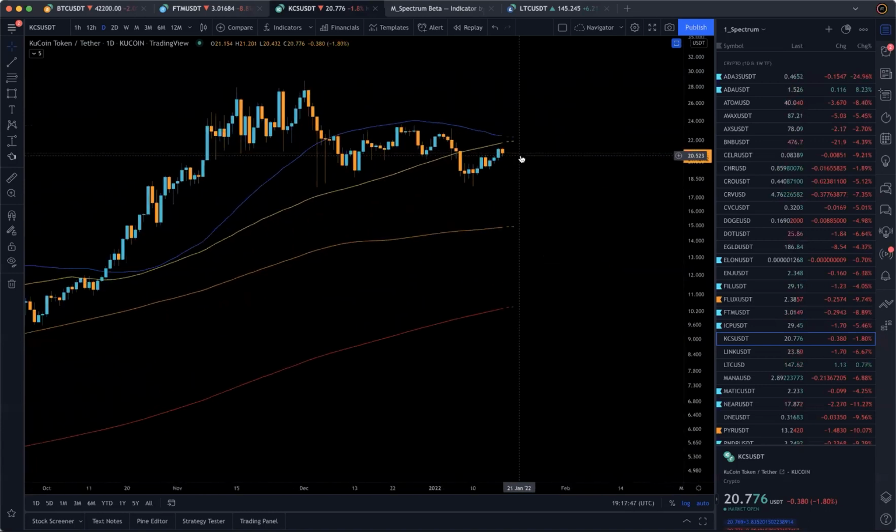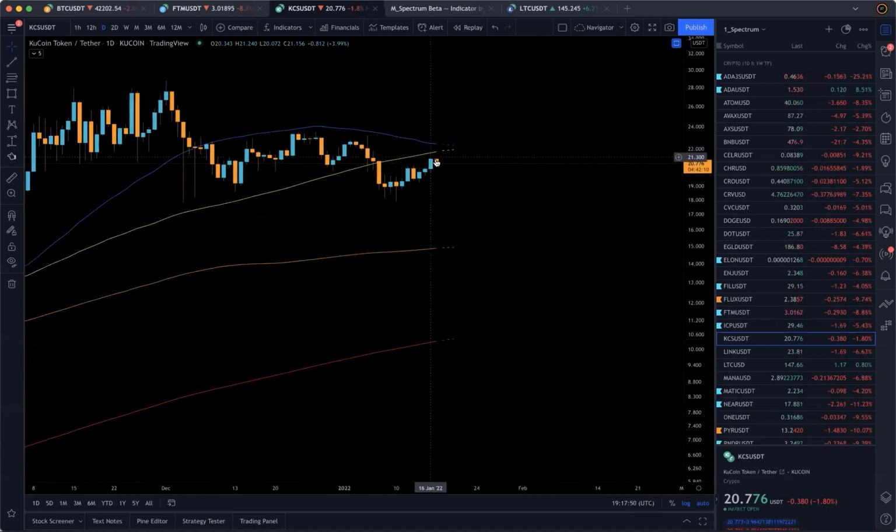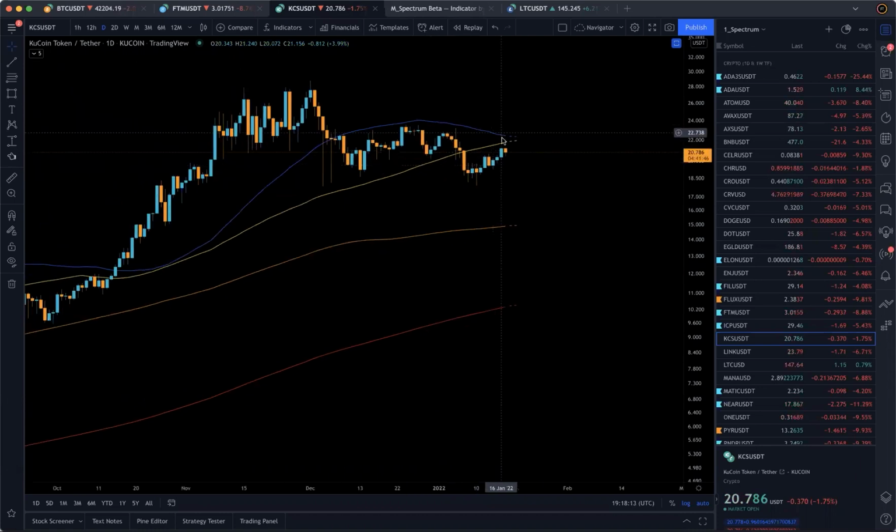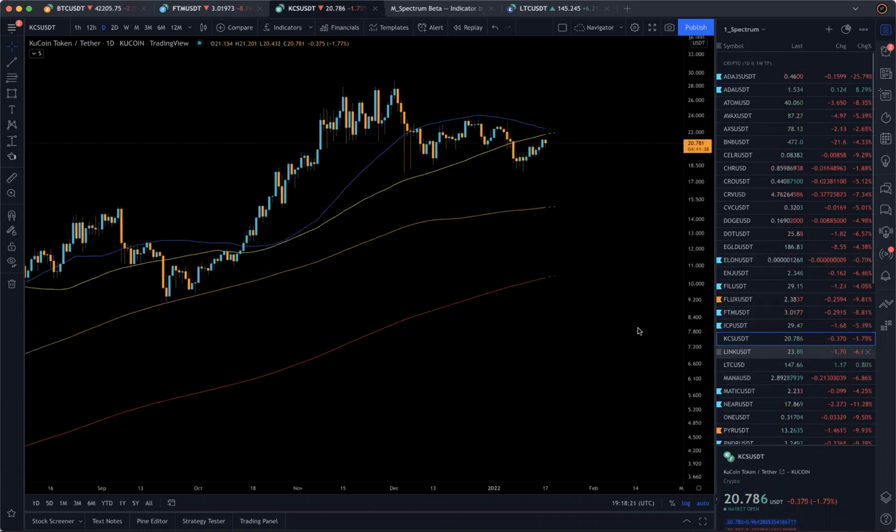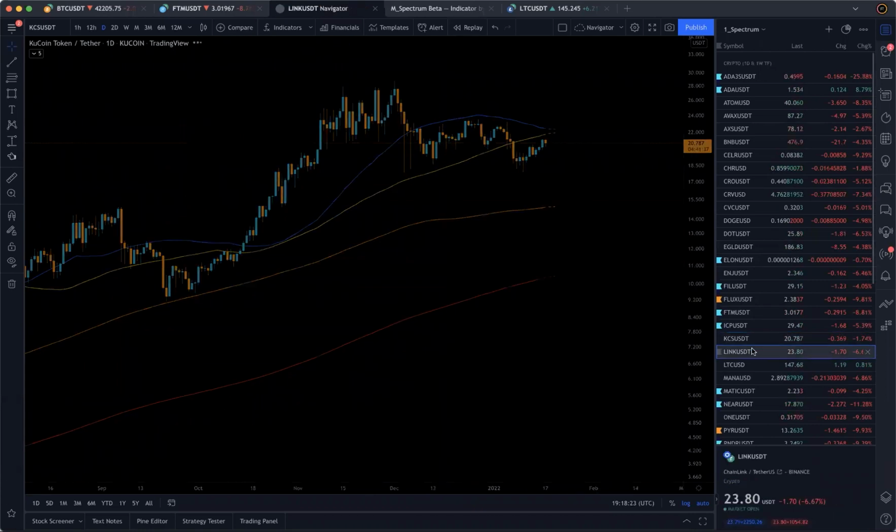Personally, I would not assume that because it's too close, I must get in. I would rather wait for this level, because this is a confluence of two different lines. Then I would take my trade here. It makes sense why I would take it here. Because this is confluence, I would not take it here. I would simply wait for it. So that's KCS.